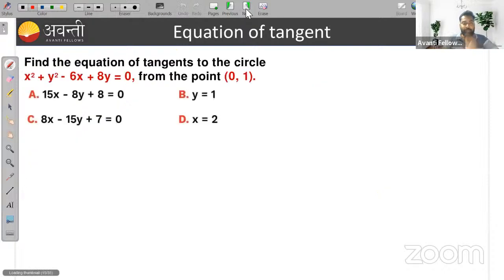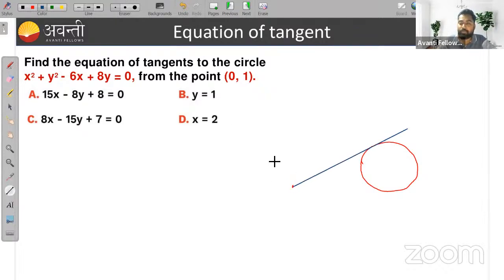So let's solve one question, then it will be clear to all. Here you have a question. You need to find the equation of tangents to the given circle from the point (0, 1). Suppose you have a circle here and a point (0, 1), and you need to find the equation of tangent from the point (0, 1) to this circle. Suppose this point is P, and this is (0, 1).